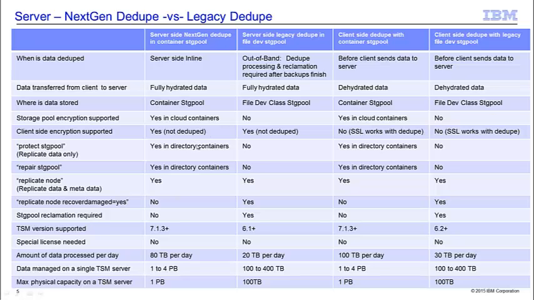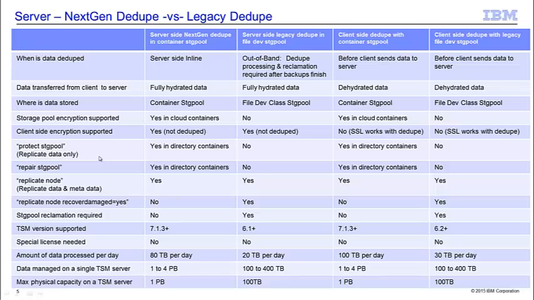We also introduced a new command called Protect Storage Pool. This is used for directory containers, and it basically replicates just the data over to the target server. It is not replicating the meta information. Now, Protect Storage Pool works in conjunction with replicate node, and it's the replicate node which will actually replicate across the metadata.